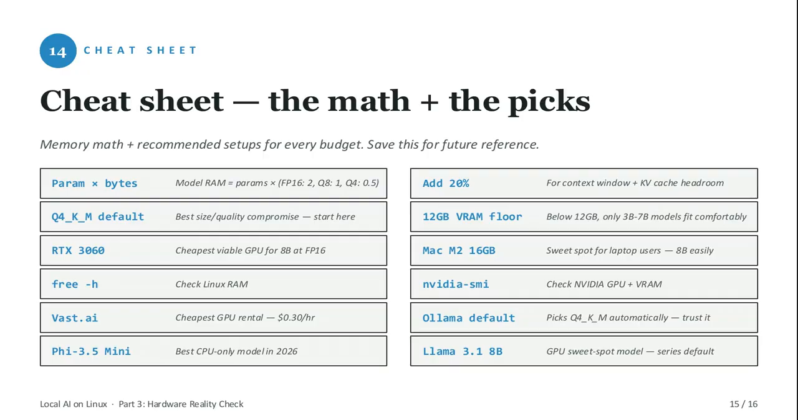And here's the cheat sheet. Pause the video, screenshot it, whatever works. The core formula on the left: parameters times bytes per parameter, then add 20% for context and KV cache. On the right, the picks. 12 gigs of VRAM is the practical floor, Q4_K_M is your default quantization, Llama 3.1 8B is the GPU sweet spot, and Phi 3.5 Mini is your friend if you're CPU only. 2 commands to remember, free -h and nvidia-smi. That's the whole episode on one screen.